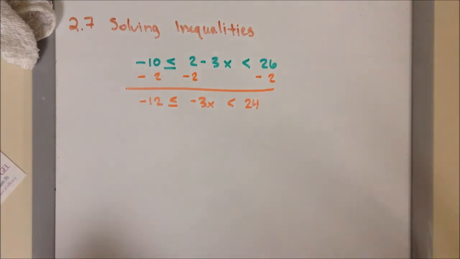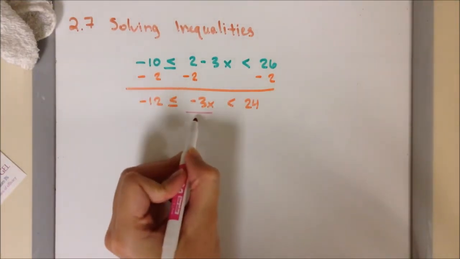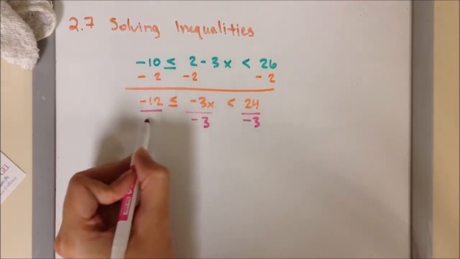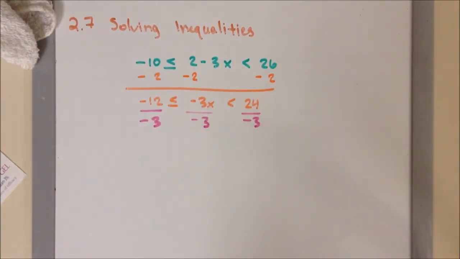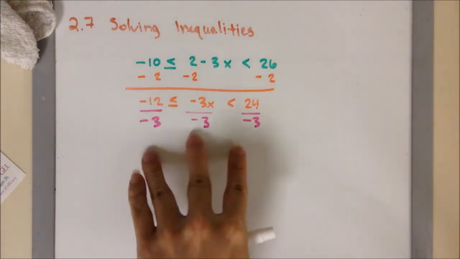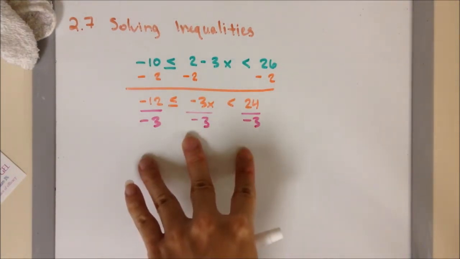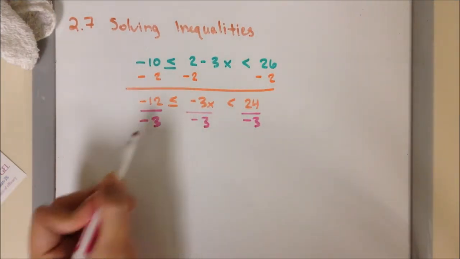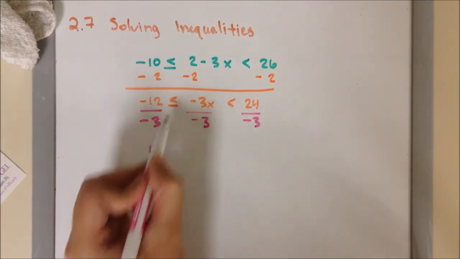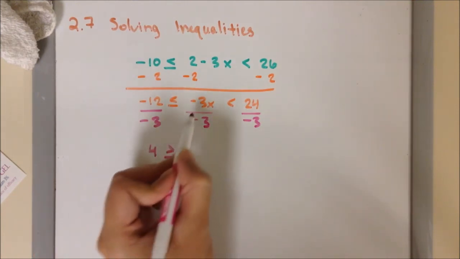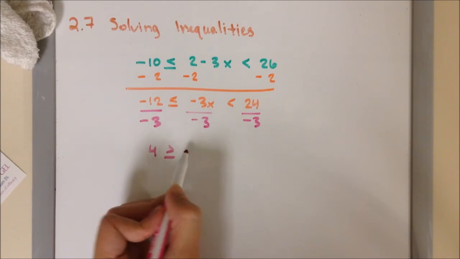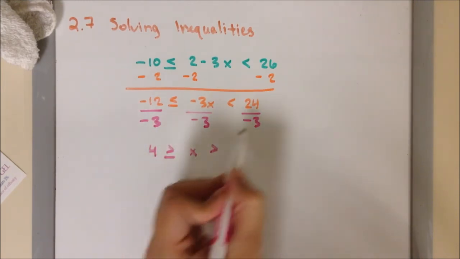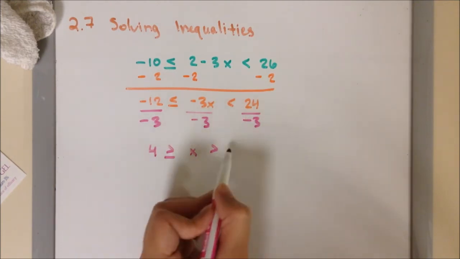To get x by itself, I'm going to divide in the middle by negative 3, divide the right by negative 3, divide the left by negative 3. So make sure to remember, since I divide the whole thing by a negative number, I'm going to flip my inequality sign. So first, negative 12 divided by negative 3 will be positive 4. Flip my inequality sign. Negative 3x divided by negative 3 would be positive 1x, or just x. Here, flip my inequality sign again. 24 divided by negative 3 would be negative 8.